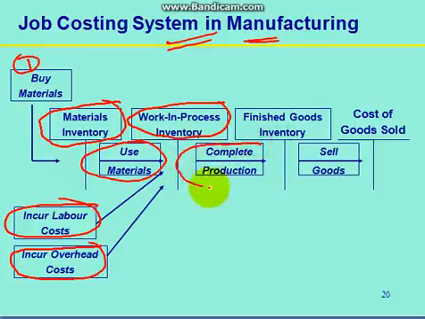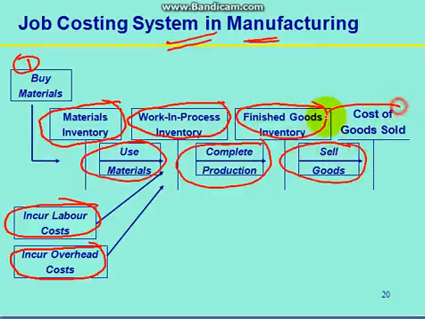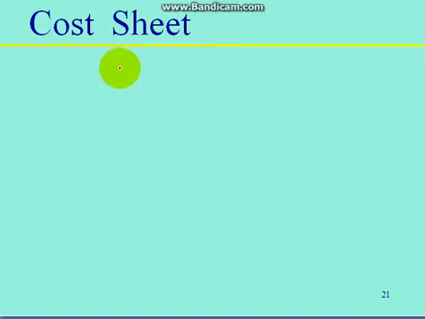Then after completing the production, the finished goods are produced, and then we try to sell those goods in the market, and here the cost of goods sold is calculated. So this is nothing but the job costing system in manufacturing.